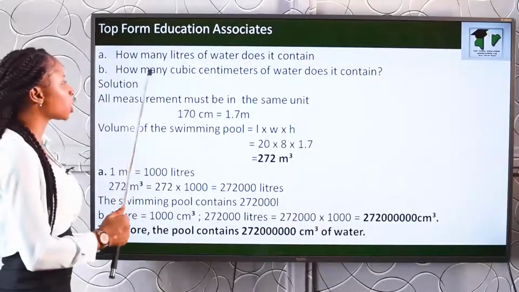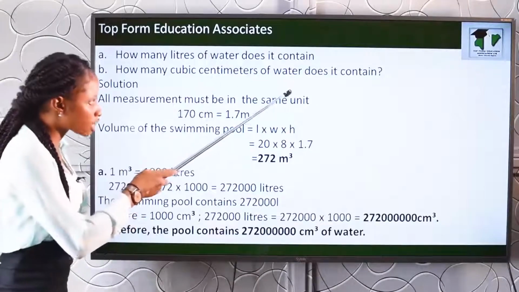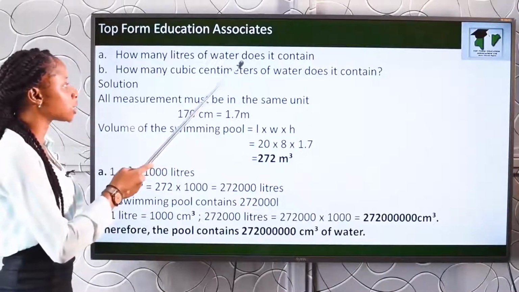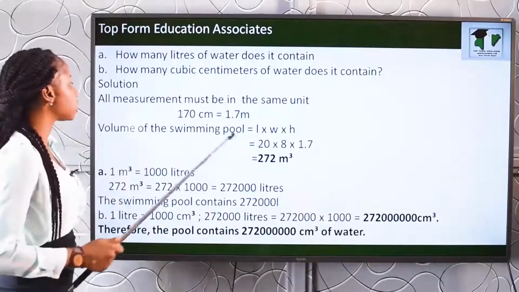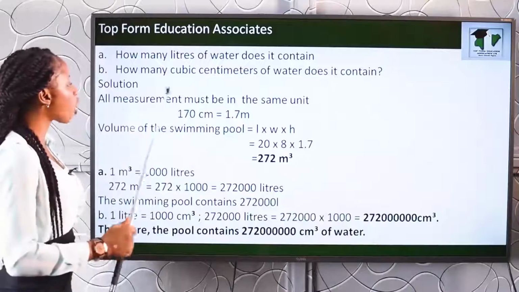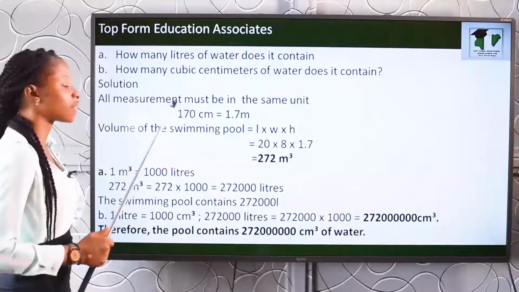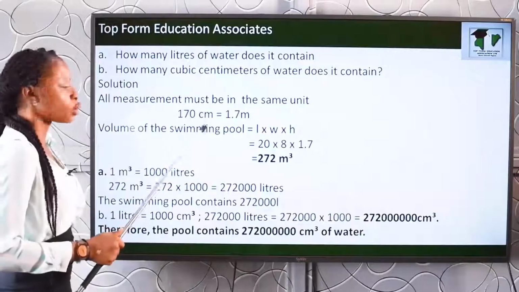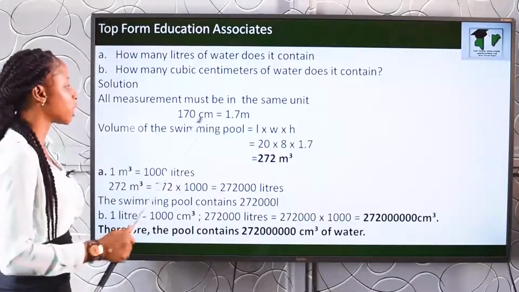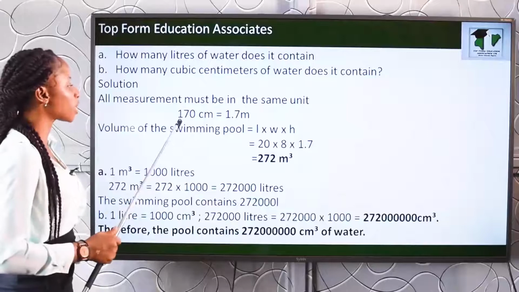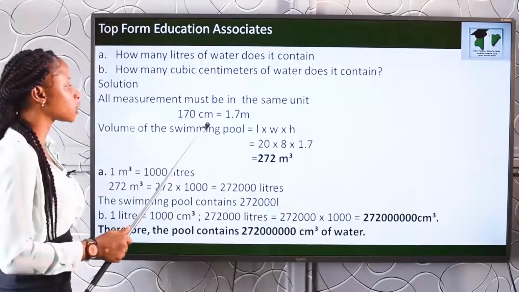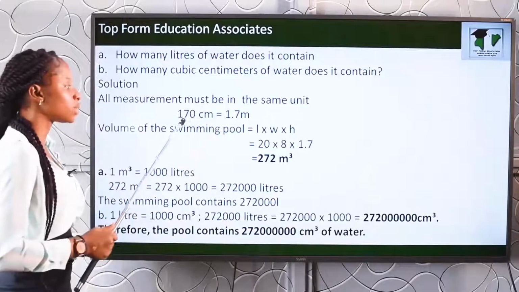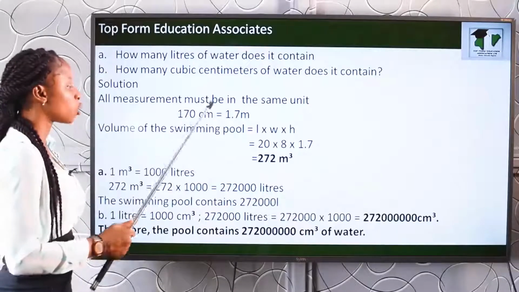B, how many cubic centimeters of water does it contain? Simply meaning when we get the liters, we have to convert it to cubic centimeters. Solution. Now, all the units must be the same. We've established that fact. So we are first of all going to convert the centimeters to meters so we can all have the same units. So when we convert 170 centimeters to meters, we are going to have 1.7. How do we do that? We simply divide by 100.